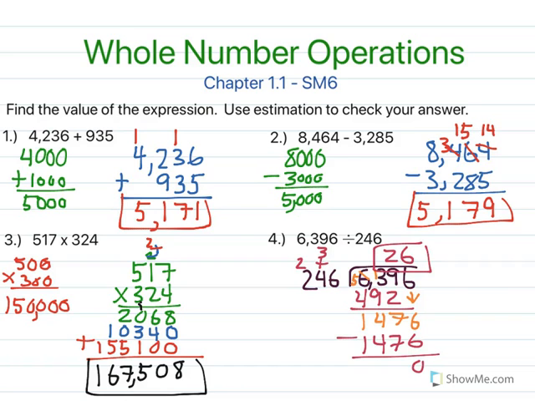So I have 26. And again, if I wanted to, I could do estimation on this. I can make it really simple and make it 6,000 divided by 200. And that would give me about 30? Which is pretty close to 26. So I could do that if I wanted to, just to make it pretty simple on myself. Let's go ahead and try the next set of problems.